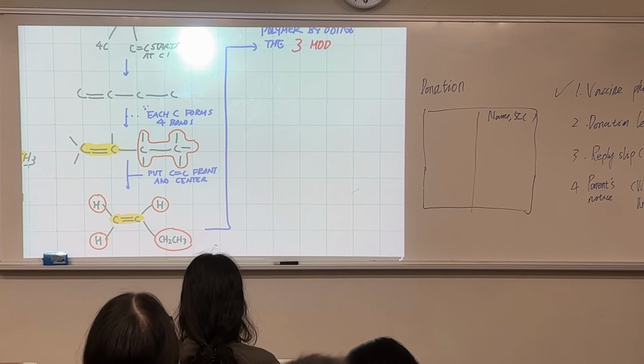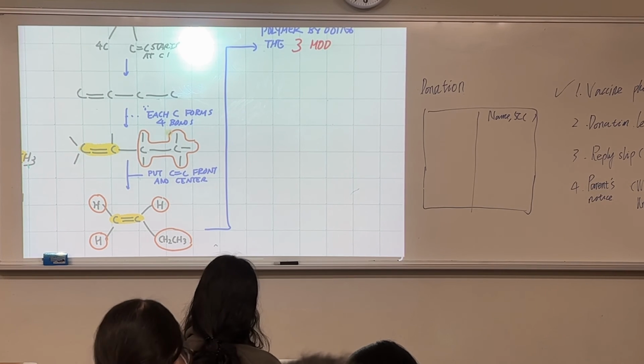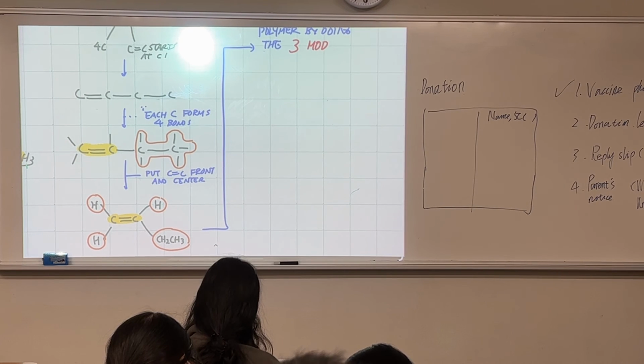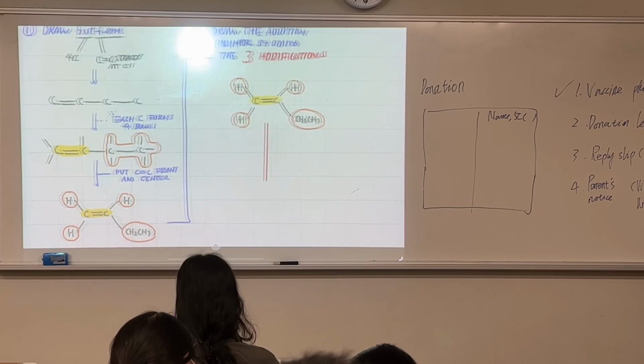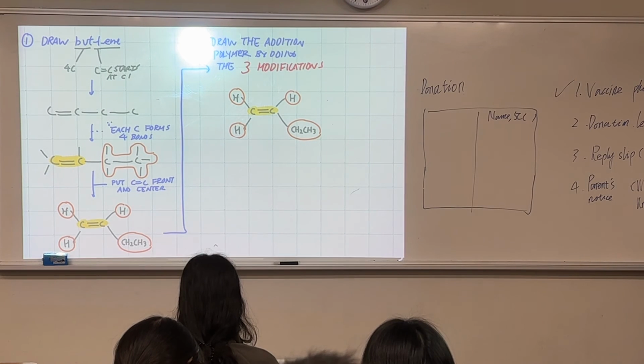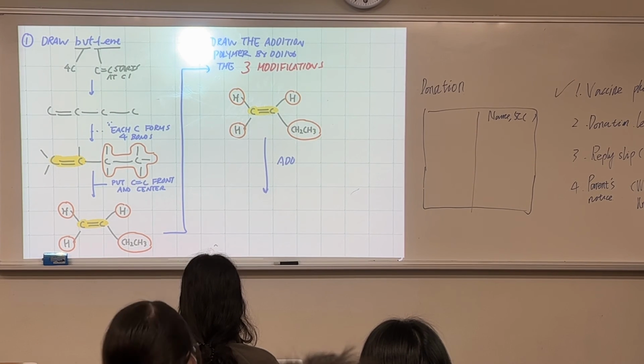So can you do that now? Don't look at your notes on the previous page. Just look at the monomer. I want to see the polymer now. So 3 modifications. So we have this, and then remember this is called addition polymerization.